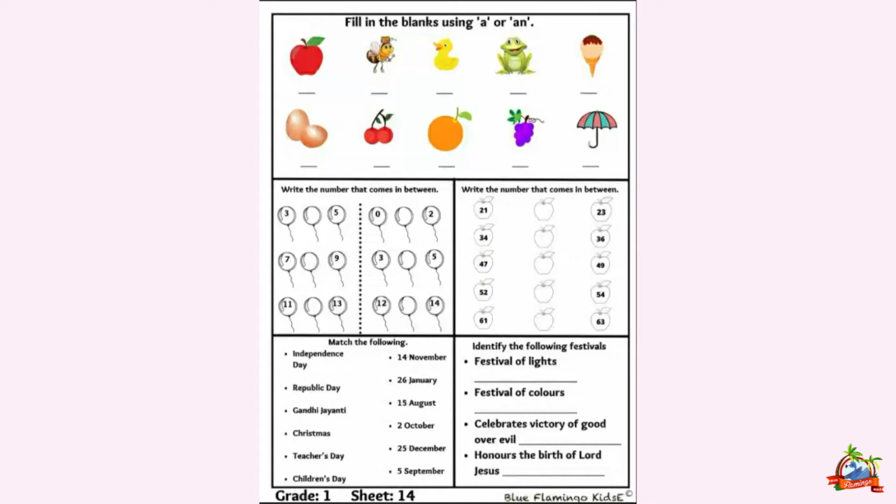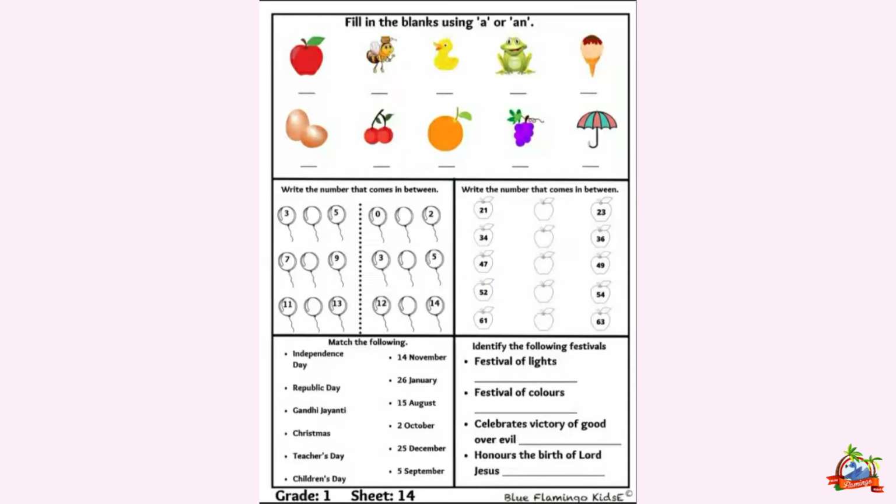Now, where do we fill a and where do we fill an? हम a कहाँ लिखते हैं और an कहाँ लिखते हैं? We use a before consonant letter or consonant sound, and we use an before vowel letter and vowel sound. a हम consonant letters के पहले use करते हैं और an vowel letters के पहले use करते हैं.